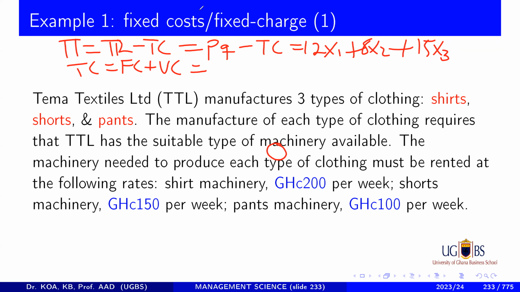Yeah, the fixed cost is going to be, Philip, the cost of renting the machinery times whether or not we will need it. Good. So the first one will be 200 times y1. Good. Then the second one will be 150 times y2. Yes. And the last one? 100 times y3. Good.